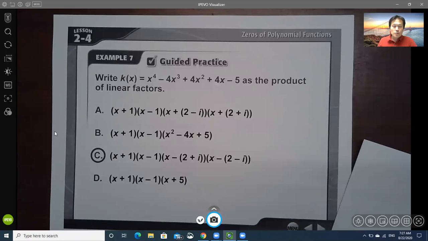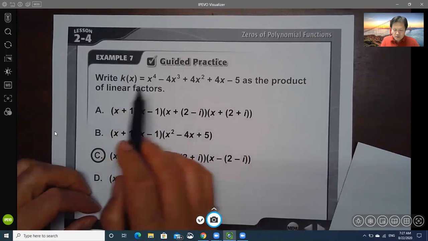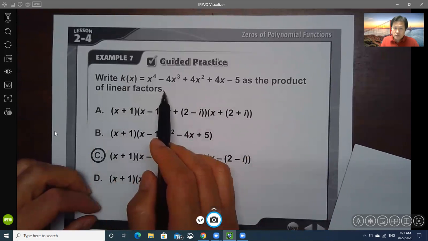Hello. So pre-calculus 2-4, part 3. Write k of x as a product of linear factors.